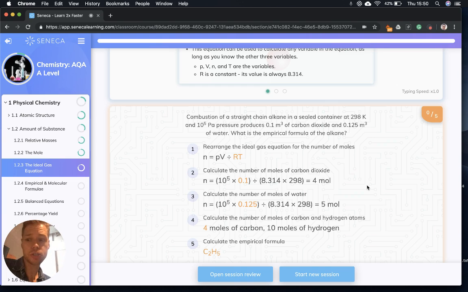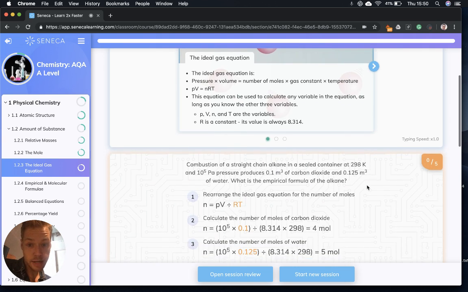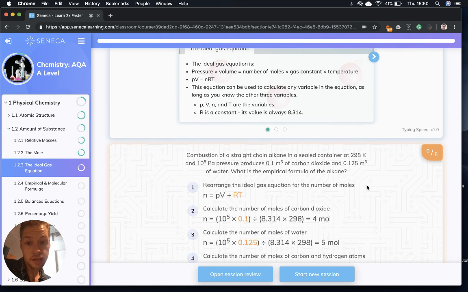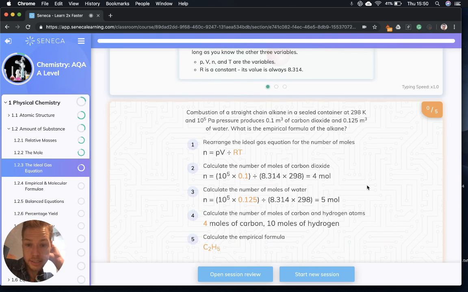Okay, so that question strikes fear into your heart. Don't worry about it. That's why I'm here. I'm going to talk through how we would solve this equation. So we would rearrange the ideal gas equation to get the number of moles. So if we remember, the equation is PV equals nRT. So to get the number of moles, or n, as the subject of the equation, we can rearrange it to get n equals PV divided by RT.